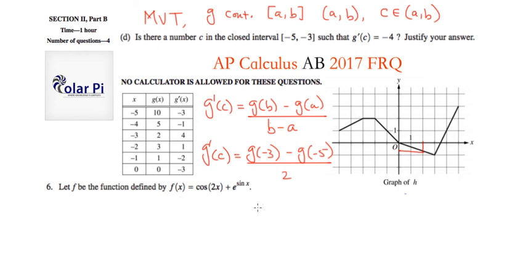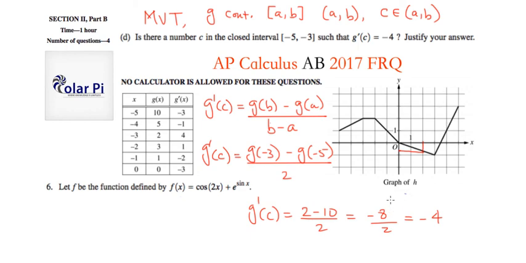Now, the numerator here, well, what is that? g of negative 3, go to g and go to negative 3 and read off. That's 2. And then g of negative 5 is 10. So in the numerator, we have 2 minus 10. And then the denominator is still 2. That says negative 8 over 2. And that surely is negative 4. So the answer is yes.